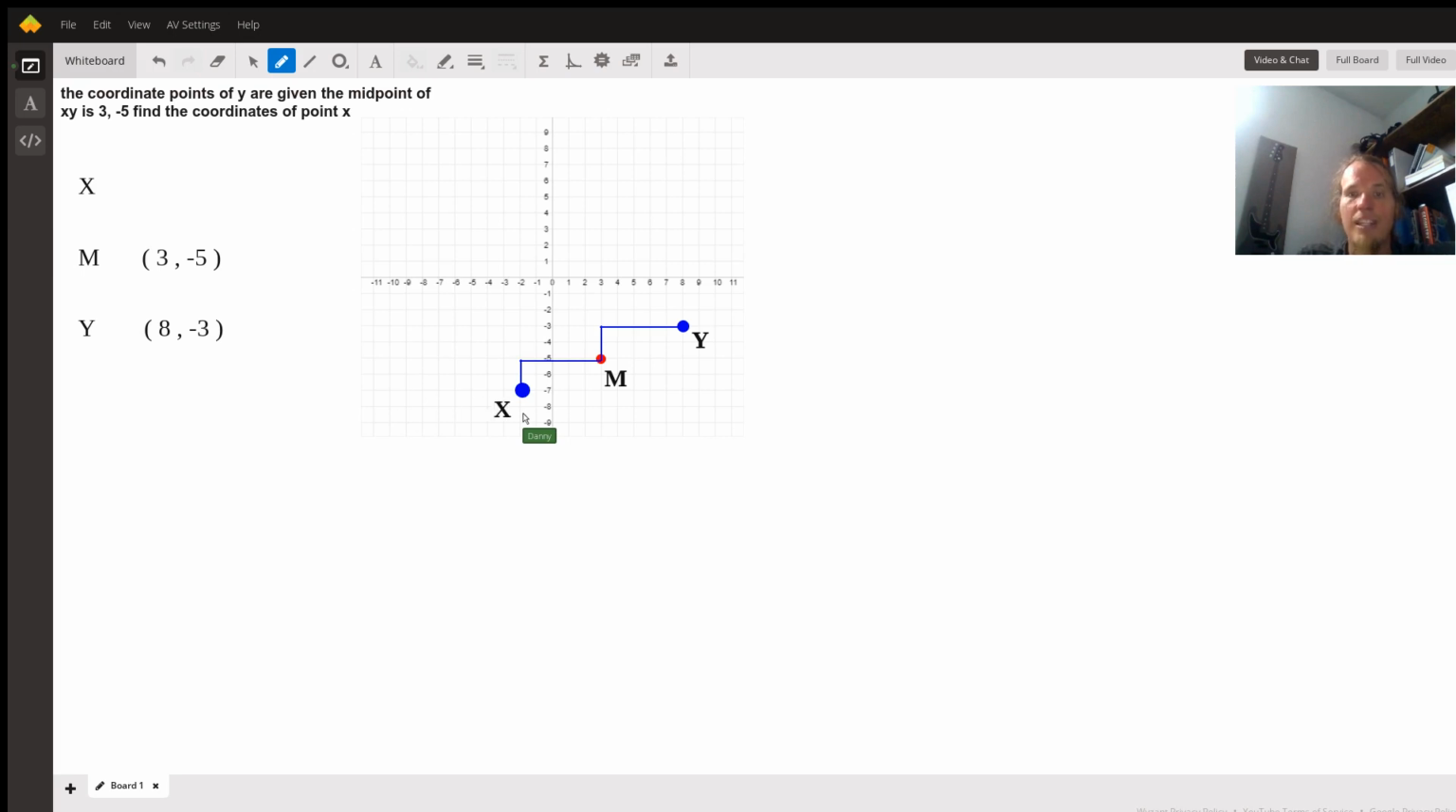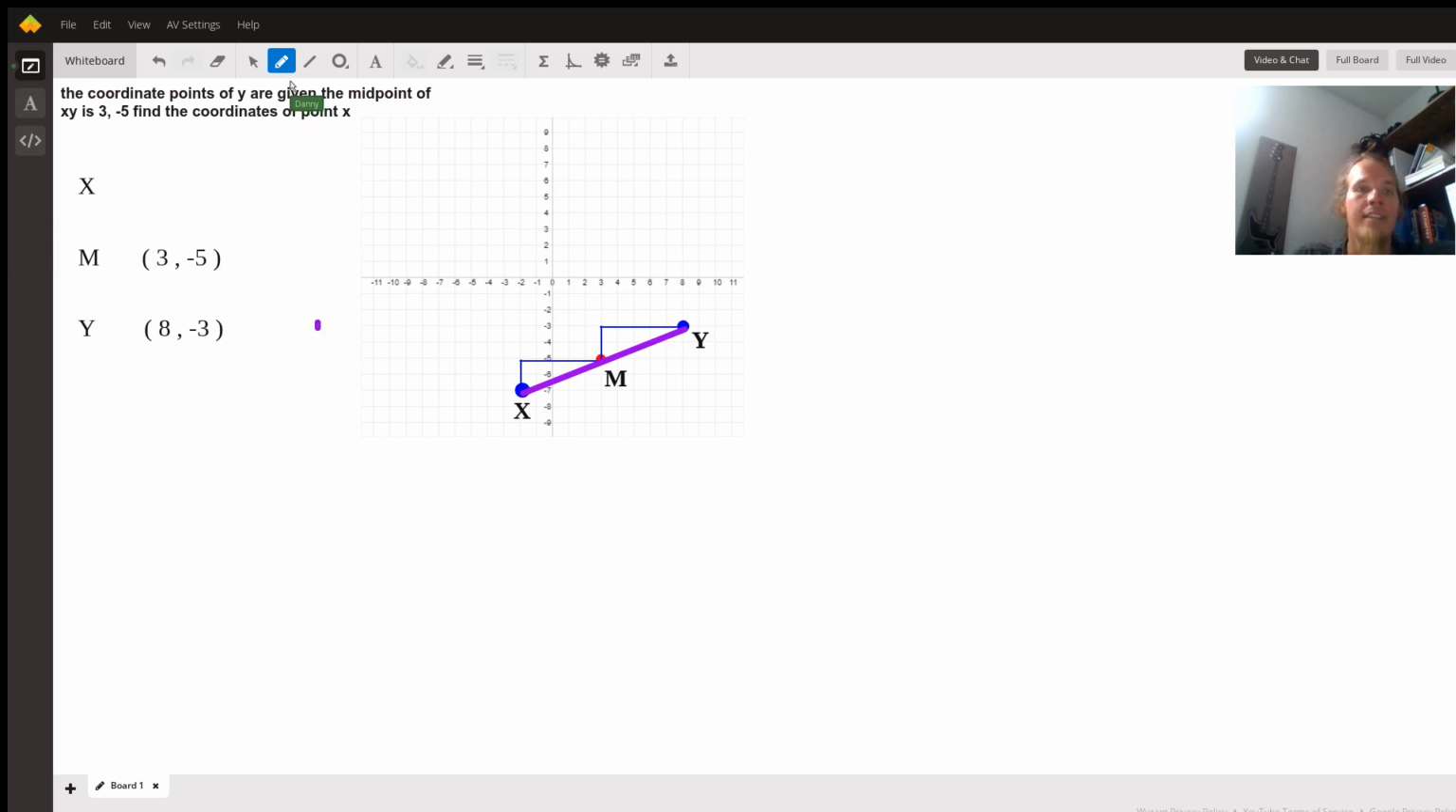You should be able to see that that looks about right, that M is smack dab in between X and Y. If I'm brave, I'll go ahead and try to draw a line segment to show that. Make it a little bolder here. Okay, so from X to Y, it goes right through M. M is exactly halfway.